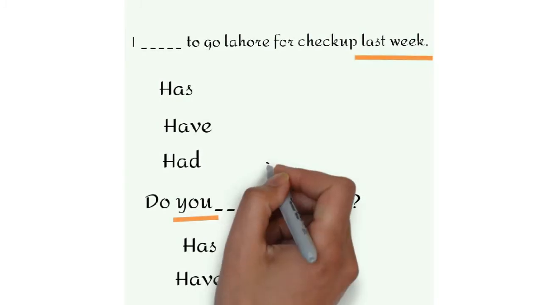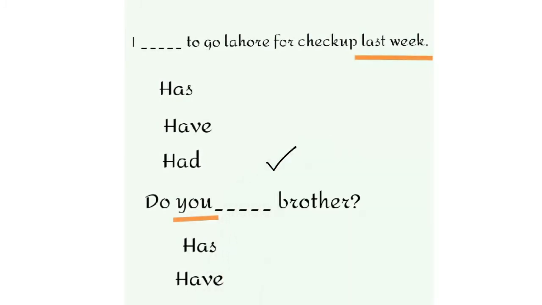Now look at the last sentence, that is, do you dash brother? Do you have a brother? You have to look at the subject. Do you have a brother? So the correct option is have.